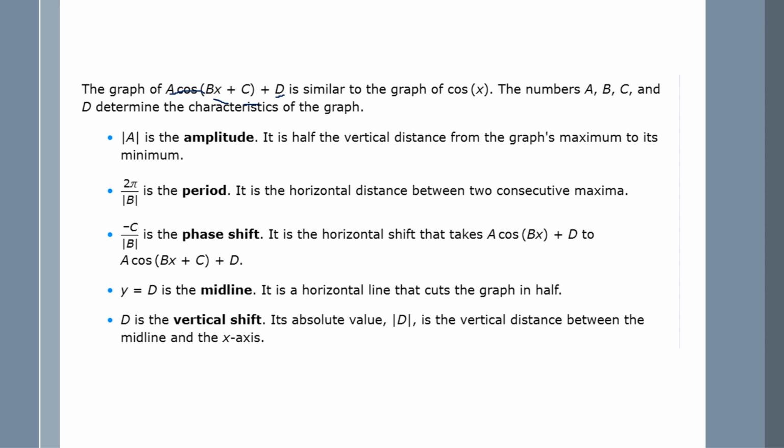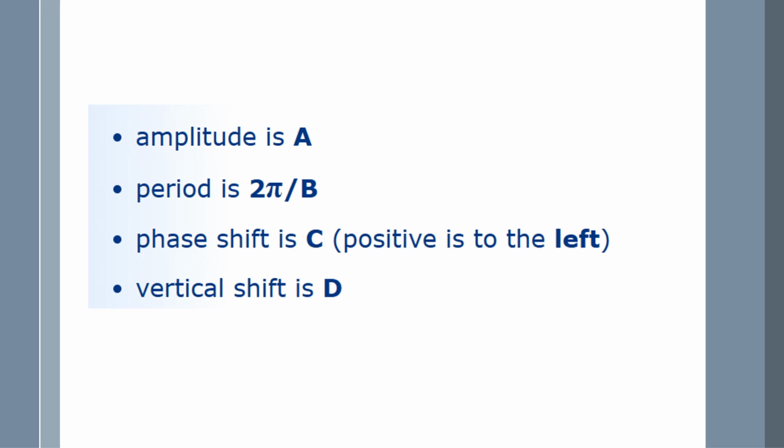If it's in a negative direction, which means if it's negative, it moves right. You should divide that by b. But you really don't have to worry about the phase shift like that. And then the midline, it's just cutting the graph in half, but you don't have to worry about that. And then the vertical shift is when the graph moves up and down, which is d. And this is just no way of me writing all that.